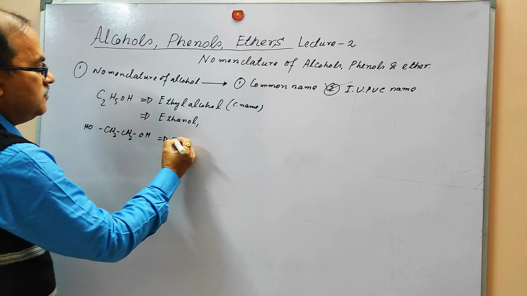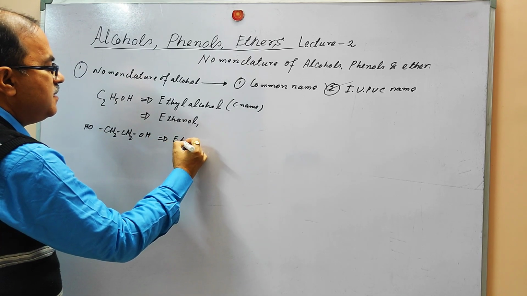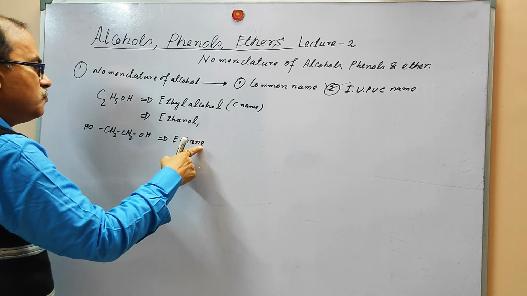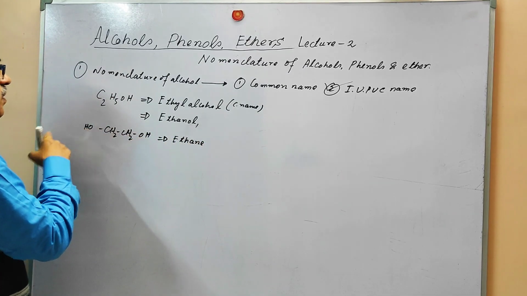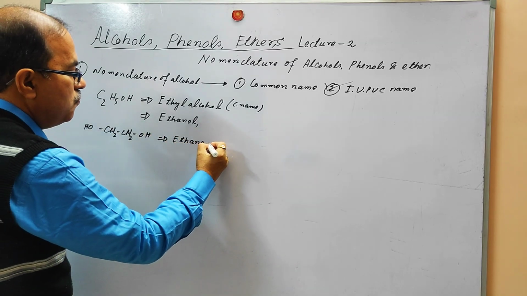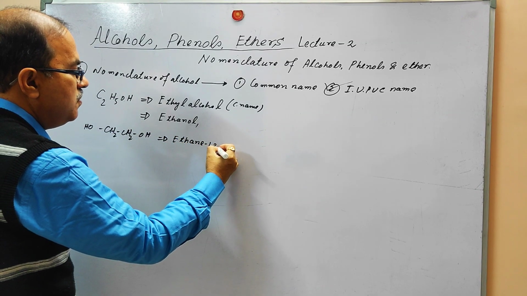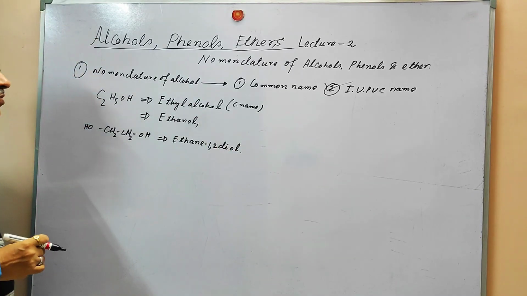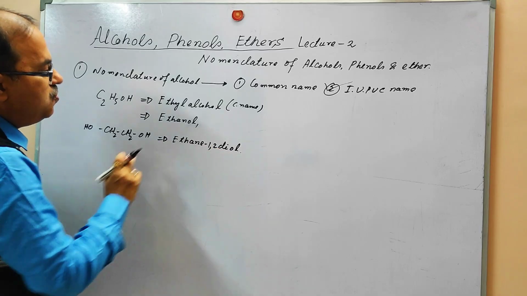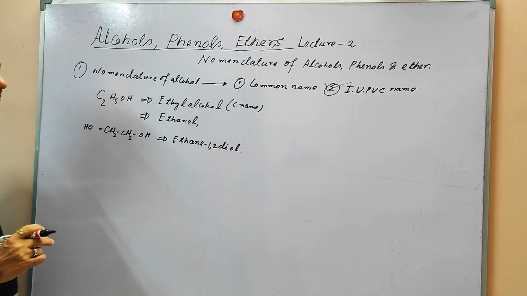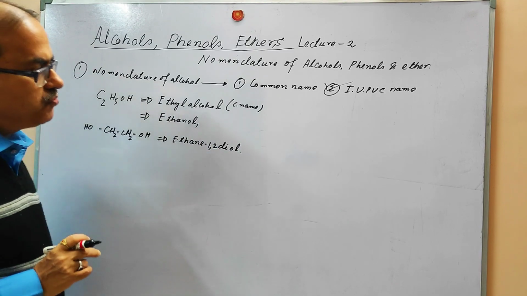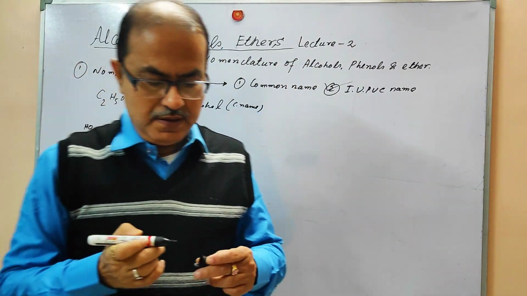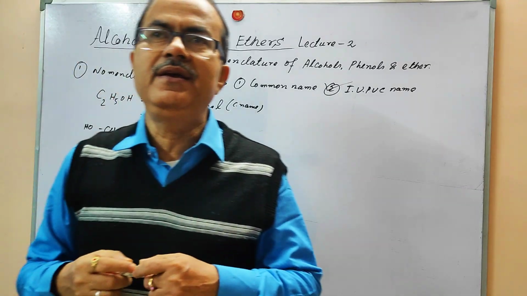As for example, the alkane is ethane, and you have to retain this E, and there are two OH groups, so we will write 1,2-diol. So the name of the compound is ethane-1,2-diol, the IUPAC name. So these are very simple rules, and now we will have some examples, which will give much more clarity in this regard.